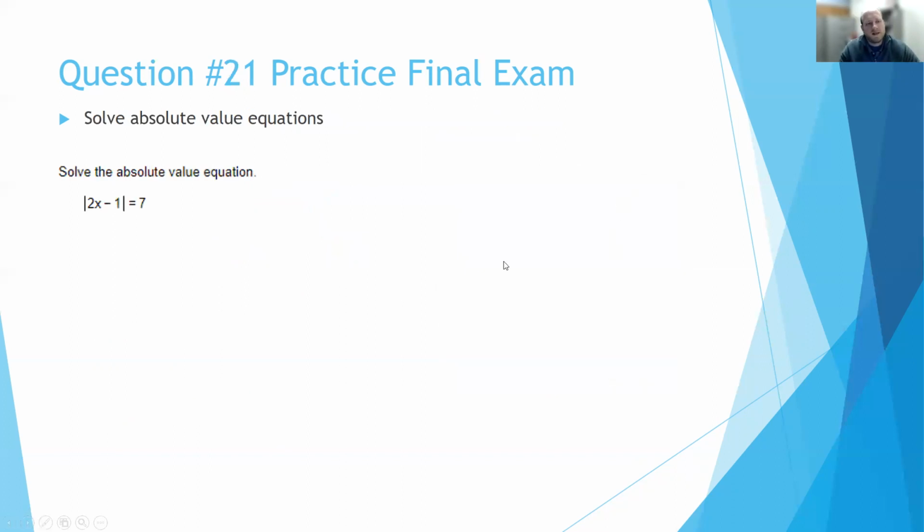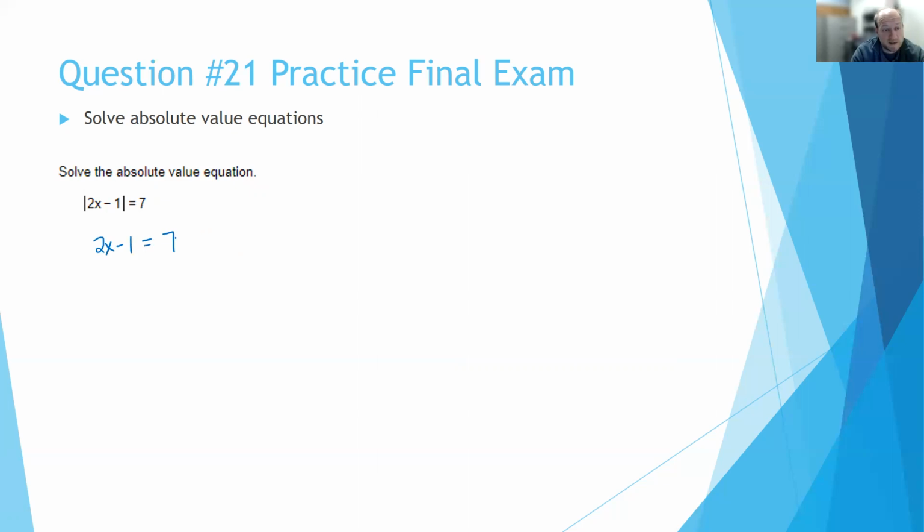Number 21 on the practice final exam, solve absolute value inequalities. So we're going to solve this absolute value equation. If we remember, with an absolute value, the thing inside could be a positive or a negative. We know that the answer is always going to end up positive, but inside here, it could be positive or negative. So what we have to do is break this up into two equations.